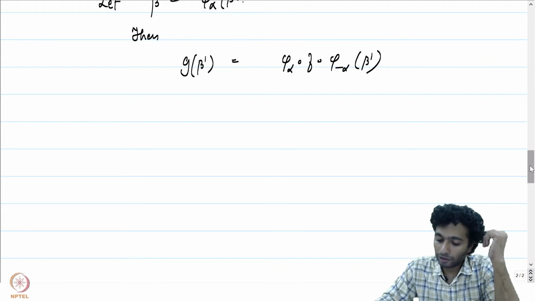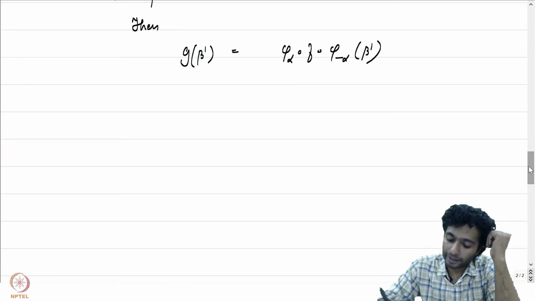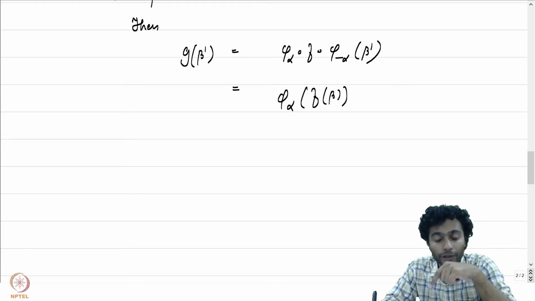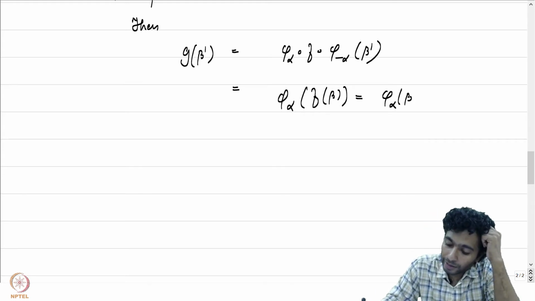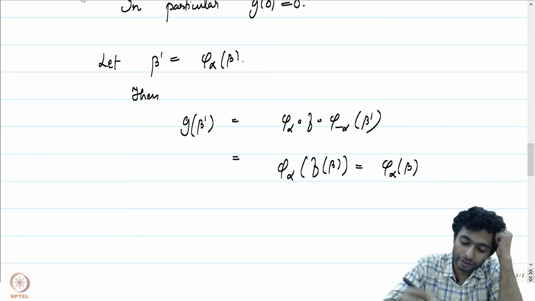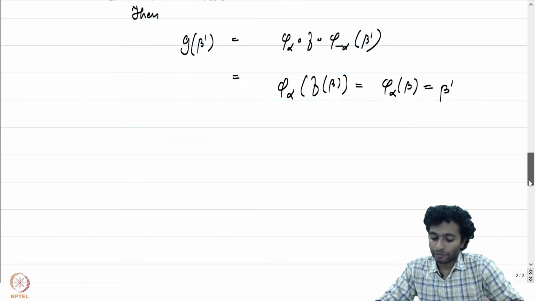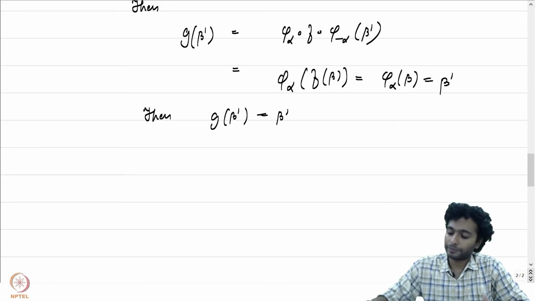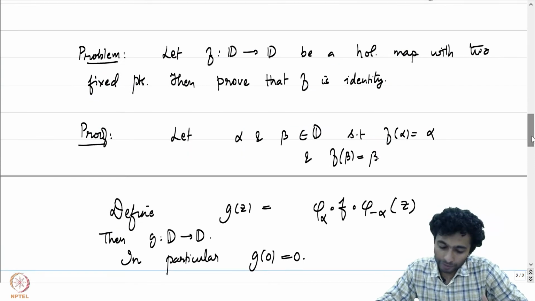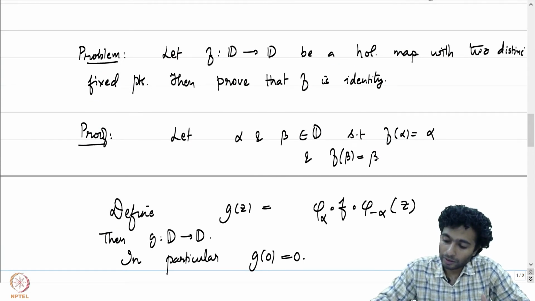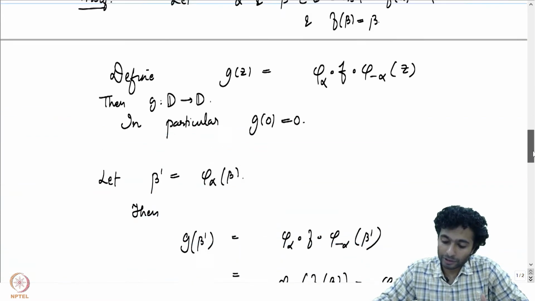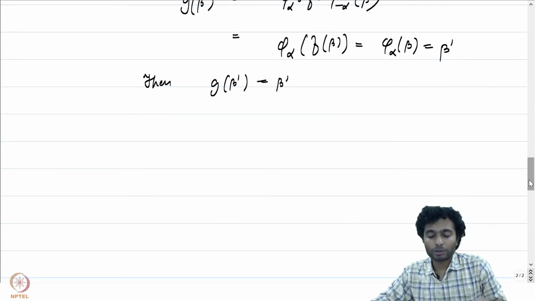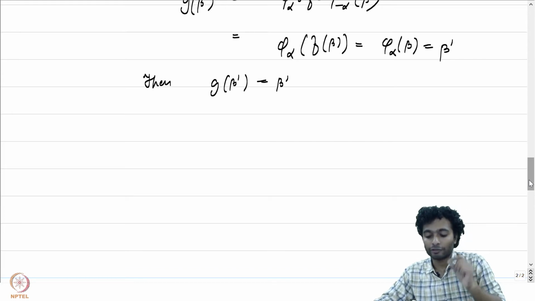And phi minus alpha of beta prime is precisely equal to beta. So this is equal to phi alpha of f of beta, but remember that beta is a fixed point of f, and therefore this is going to be equal to phi alpha of beta, which by definition is just equal to beta prime. So what we have is that g of beta prime is equal to beta prime. Did I put distinct here in the problem, two distinct fixed points? Let me just specify that, and because they are distinct, the first thing to note is that beta prime is not equal to 0. Beta prime is some non-zero complex number in the unit disk, and we have noted that g of beta prime is equal to beta prime.